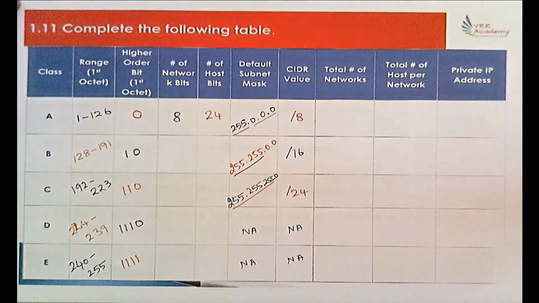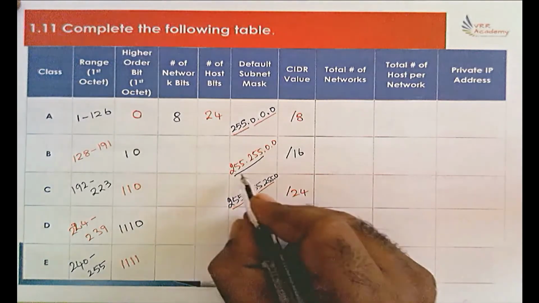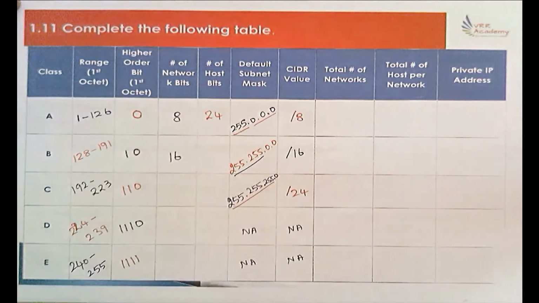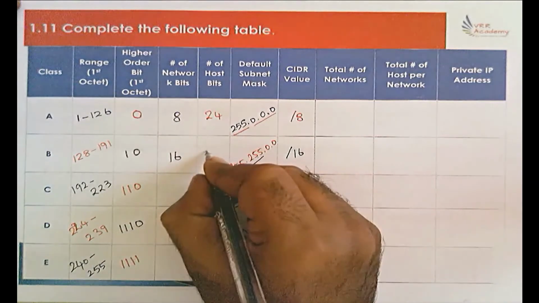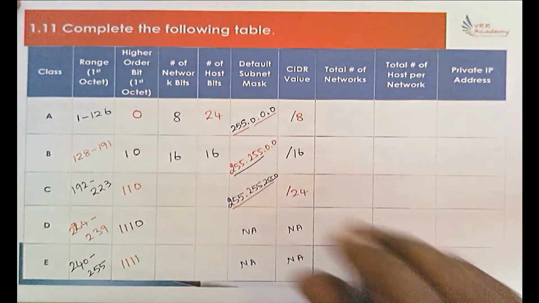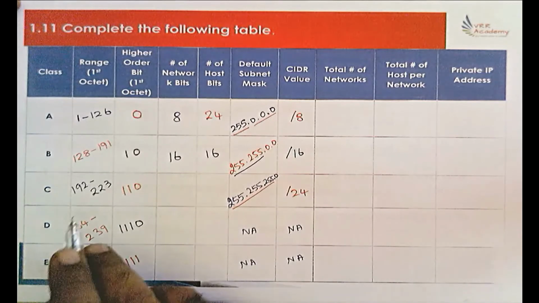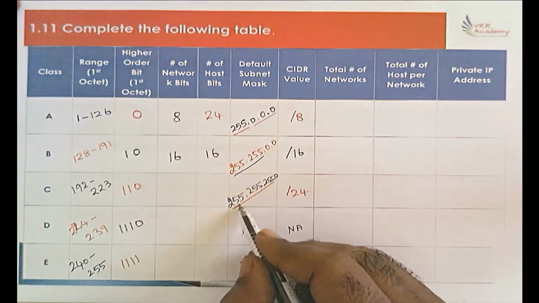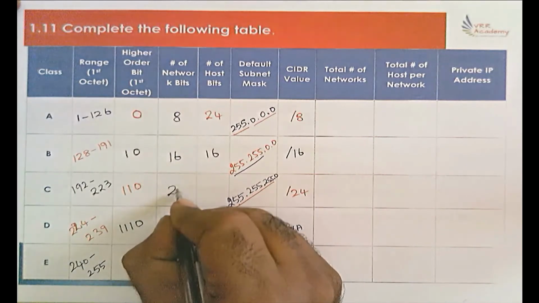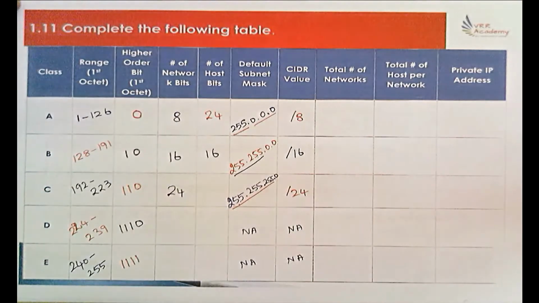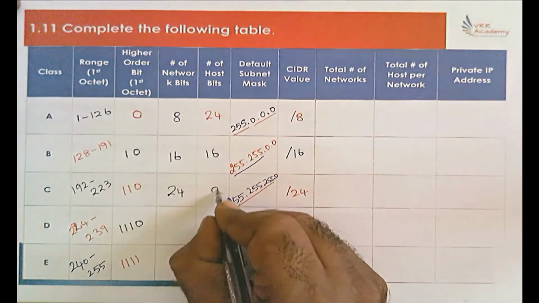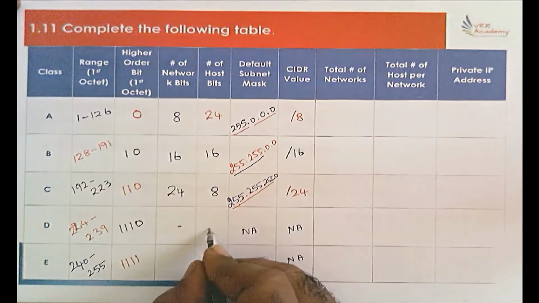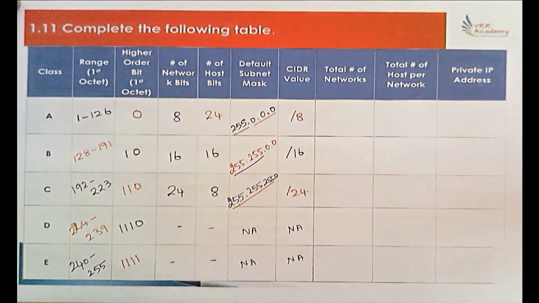Then moving on to the next class, class B, the number of network bits is going to be 16 bits for the network portion, and 16 for the host. So 16 plus 16 is 32. Then moving on to class C, 1, 2, 3, so 3 octets will be in the network. So this is 24. So 24 bits will be available in the network part. Then the remaining 8 bits will be in the host part. Same for class D and E, this is not applicable. We cannot find this for class D and E.